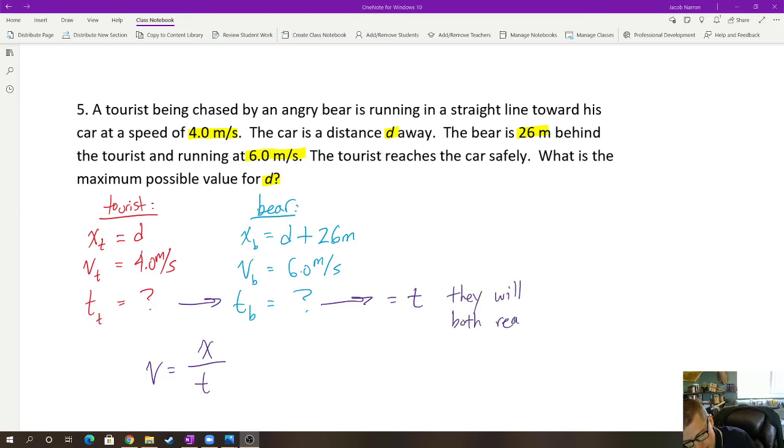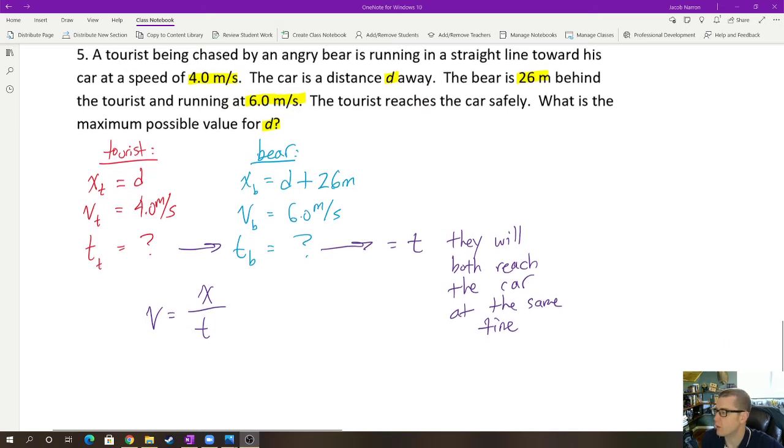Now, let's not get into semantics. Well, Mr. Aaron, if they reach at the same time, that means the bear eats him. Okay, we're going to say basically at the same amount of time. Otherwise the problem's unsolvable. So this is a pretty big assumption we have to make, but that's the best that we can do.